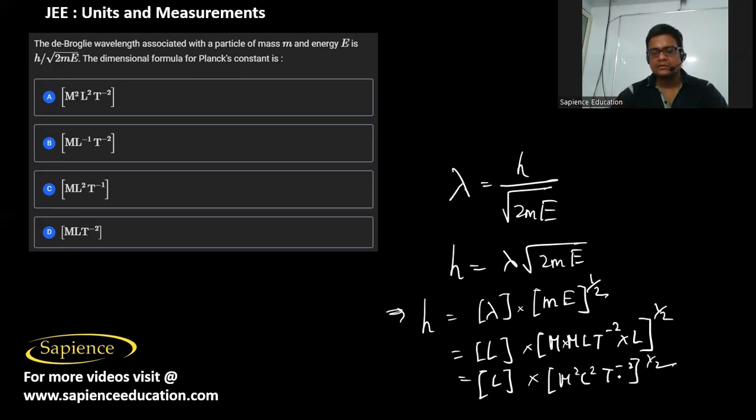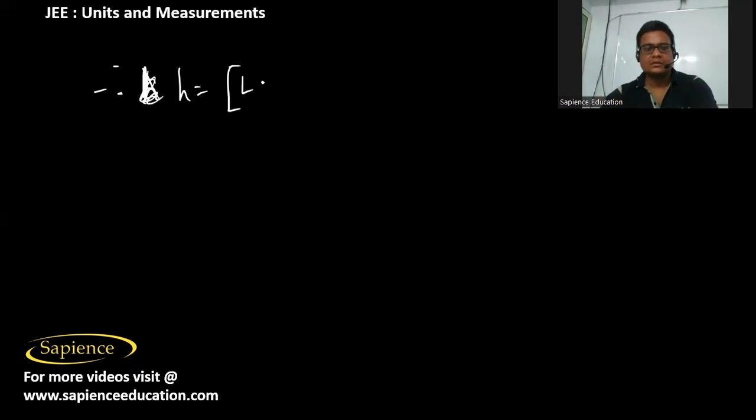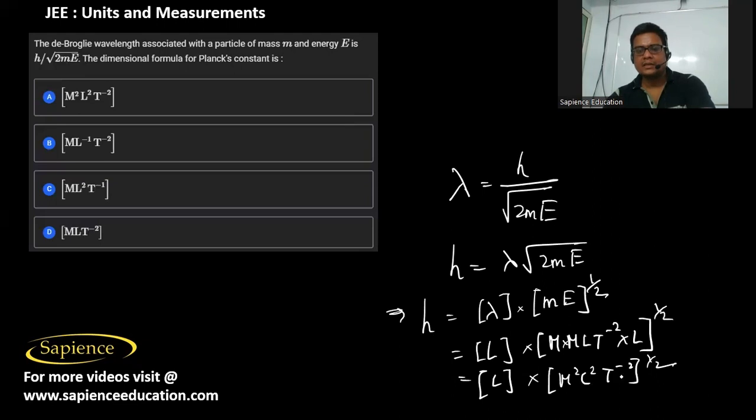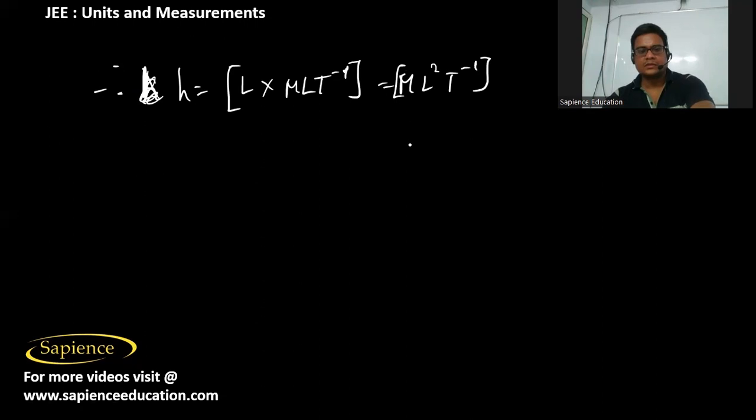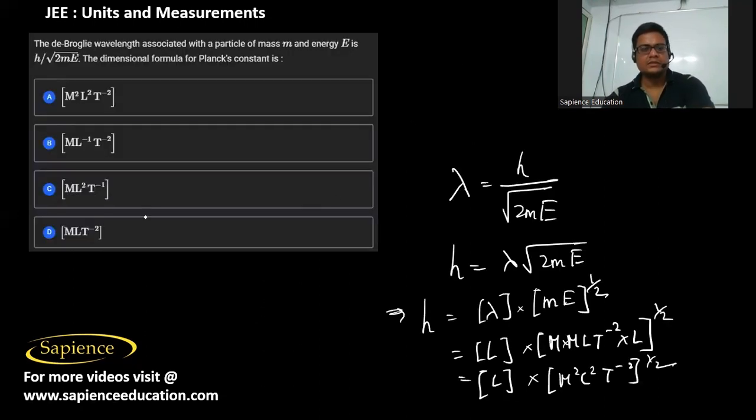Therefore, the dimensional formula for Planck's constant h is equal to L into, this will be M L T power minus 1. So this will be M L square T power minus 1. So the dimensional formula for Planck's constant is M L square T power minus 1. So option C is the correct answer.